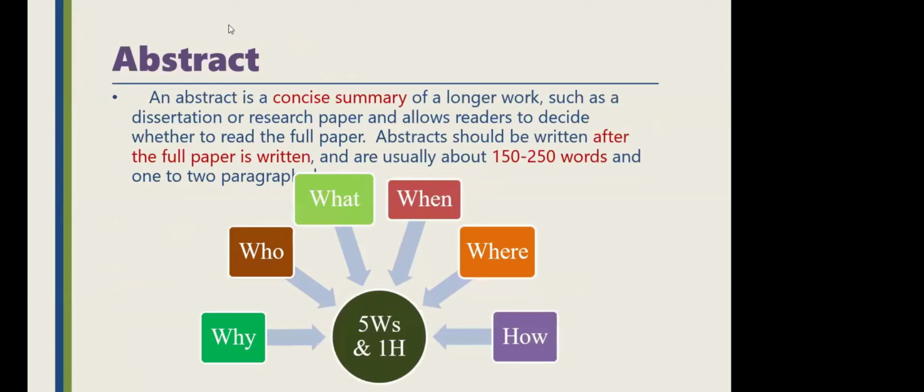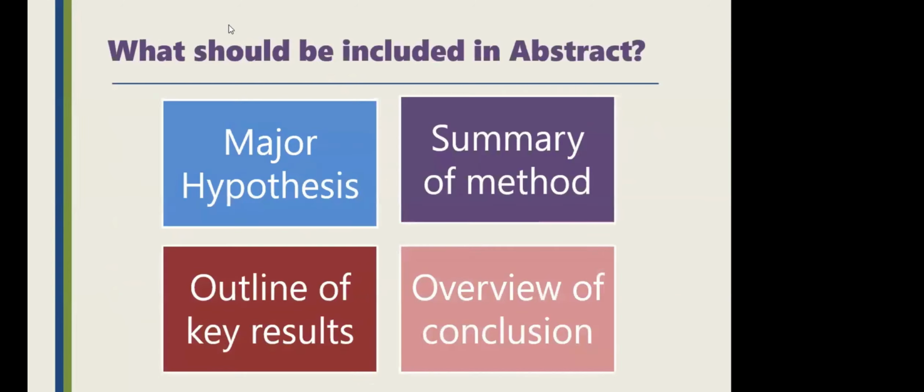And the next one is the abstract. An abstract is a brief summary of a research report. This can be written only when the paper is fully completed, only when your research work is fully done. The abstract should be written within about 150 to 250 words. It can be in one or two paragraphs. I would like to tell you what should be included in the abstract.